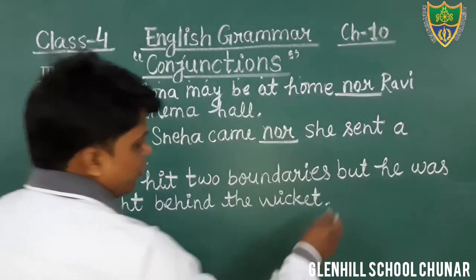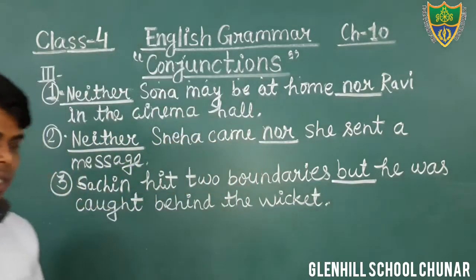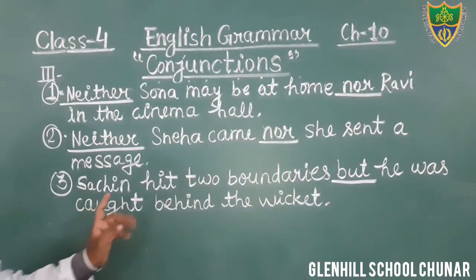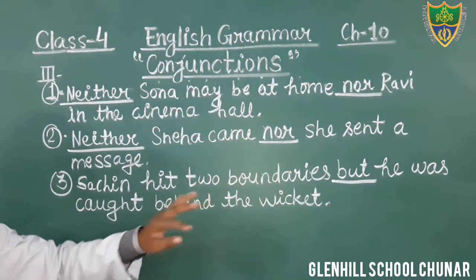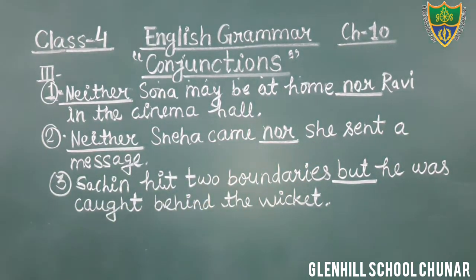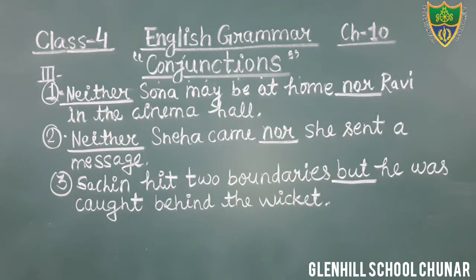Okay, so just see, you will use the conjunction but in this sentence. Sachin hit the boundaries, but he was caught behind the wicket. Okay, students, so you complete it in your book. Come to the next question.